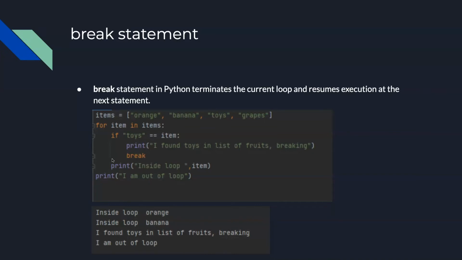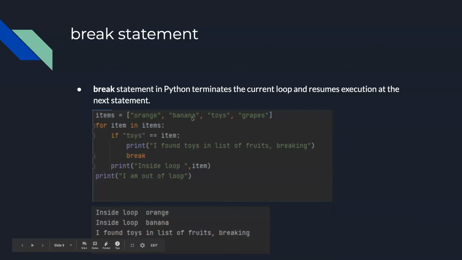Remembering back to conditionals here. So instead we just go down here and we print inside loop, and then we output the item. So you'll have inside loop orange here. And then we come back to our next iteration of the loop. Now our item is banana because we're on the second iteration of our loop, so we're getting the second item. We check if toys is equal to item. It's not because item is banana, so this evaluates to false. The code inside here never executes. And then we come down here, print inside loop item. So that prints inside loop banana.